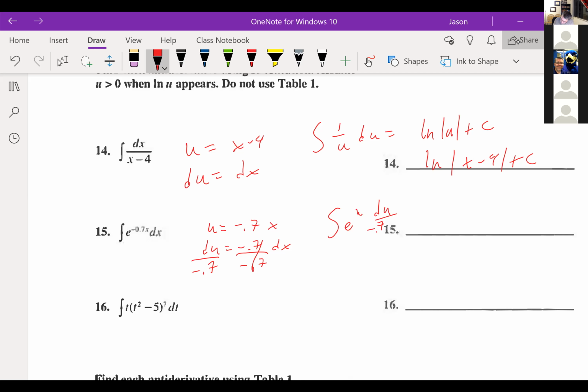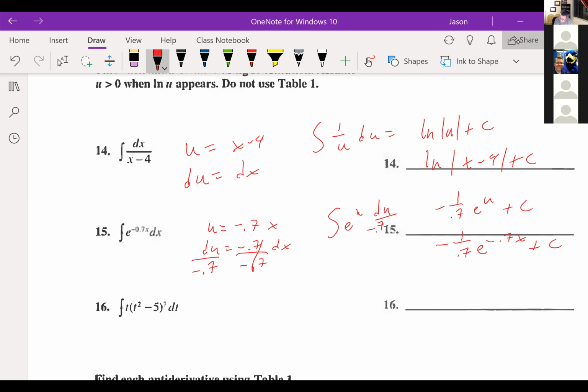Okay, so the integral of e to the u is just e to the u. So this is going to be negative 1 over 0.7 e to the u plus c. Well, what was u? u was negative 0.7x. So this is negative 1 over 0.7 e to the negative 0.7x plus c. I could leave it like that if I wanted to.